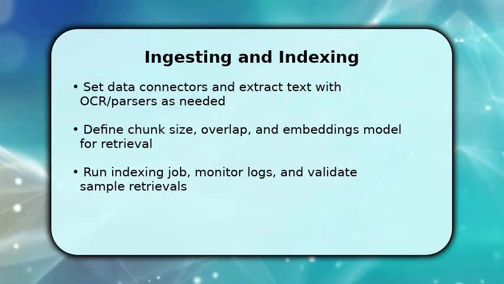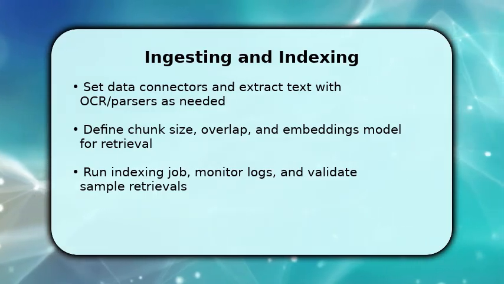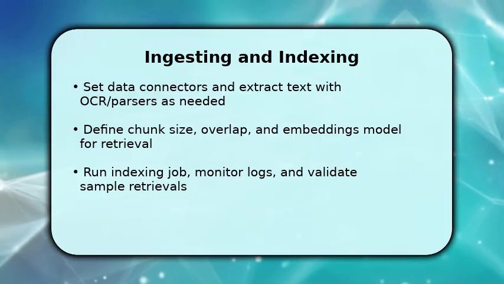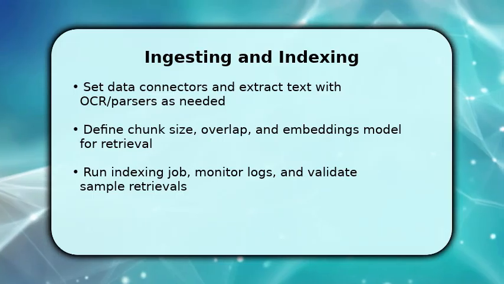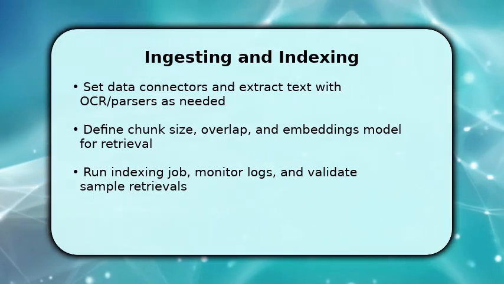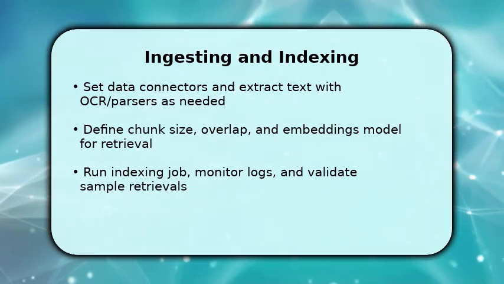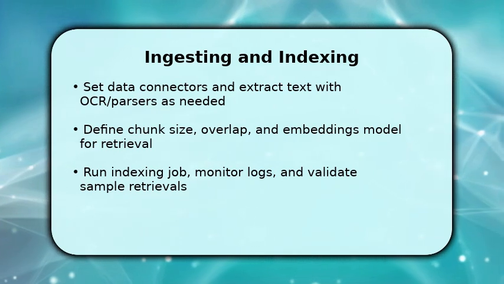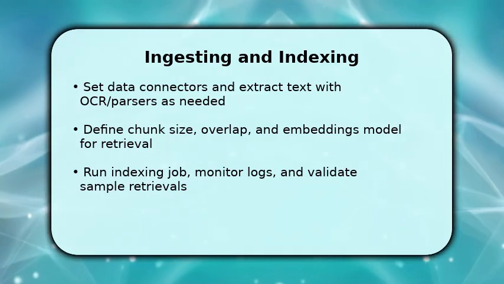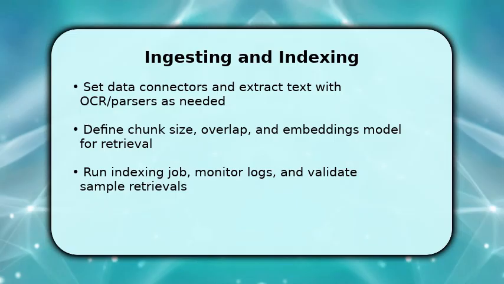Next, configure chunk size and overlap. This affects retrieval accuracy, so aim for balanced chunks rather than tiny fragments. Choose an embeddings model compatible with Azure OpenAI and start the indexing job. While it runs, monitor logs for errors and validate retrievals with sample queries so you can iterate on chunking and embeddings before building prompts or copilots.